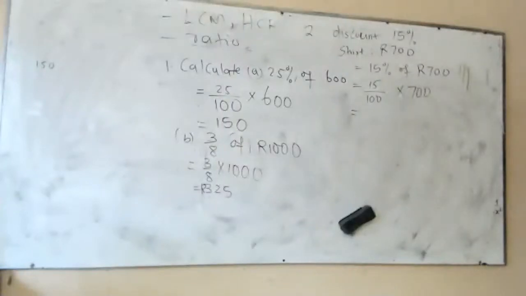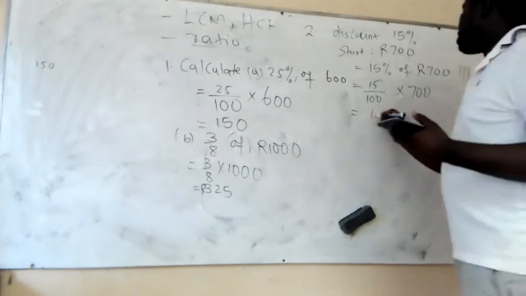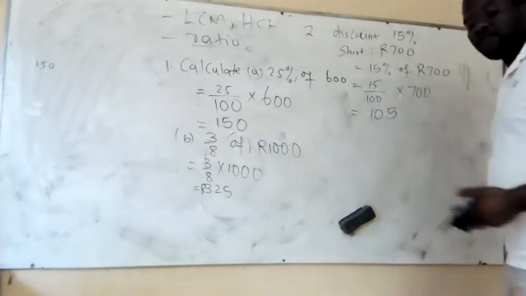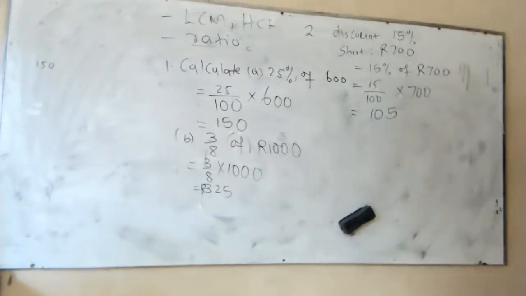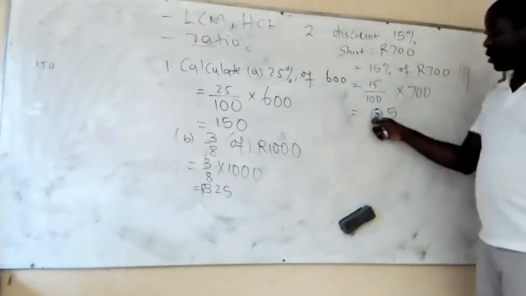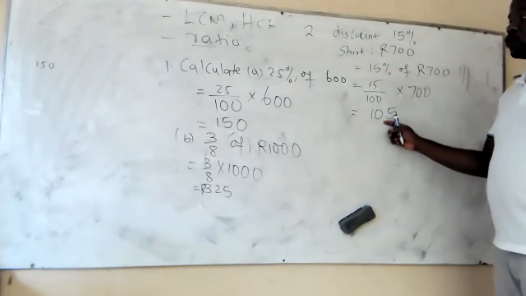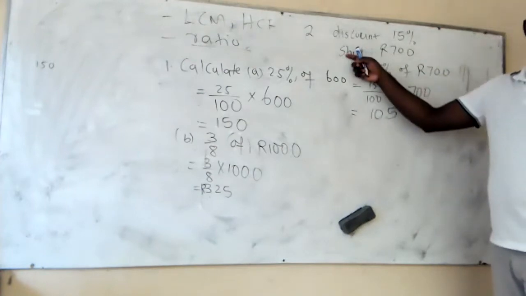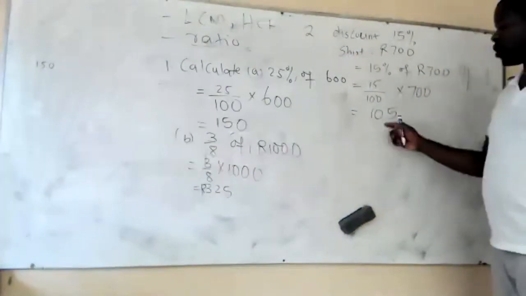Let me do it for you this side. So we're going to have 15 divided by 100 multiplied by 700, of which in this case we are getting 105. Now we must be careful here. 105 is not the amount of the t-shirt after the discount, but this 105 is what?